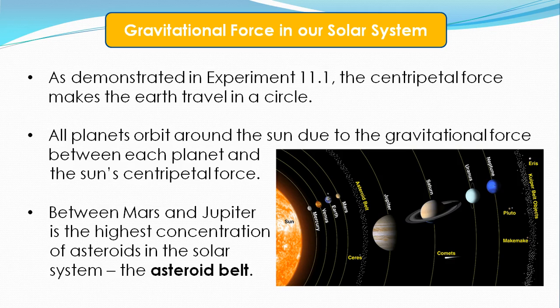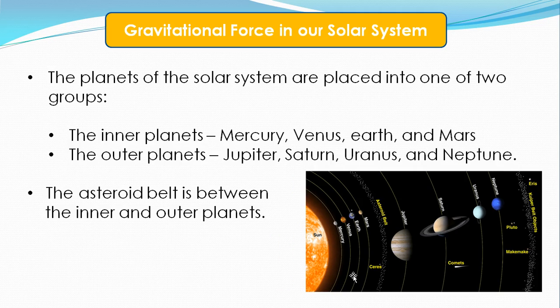Also attracted to the Sun in an orbital motion, and lying between Mars and Jupiter, is the highest concentration of asteroids in the solar system, the asteroid belt. The planets of the solar system are placed into one of two groups. We have the inner planets, which are Mercury, Venus, Earth, and Mars, and you can see them lined up here on this figure. And then we have the outer planets, Jupiter, Saturn, Uranus, and Neptune. The asteroid belt lies between the inner and outer planets.